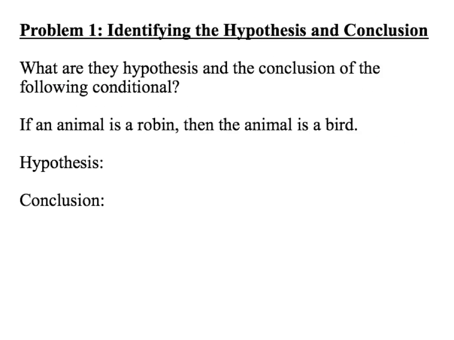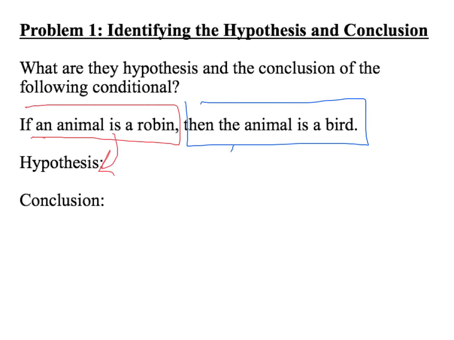So right here I have a conditional statement. If an animal is a robin, then the animal is a bird. And I have to pick the hypothesis and conclusion. Hypothesis is always after the if. So if an animal is a robin, that would be my hypothesis. Then the animal is a bird. That is my conclusion. Hypothesis always after the if.